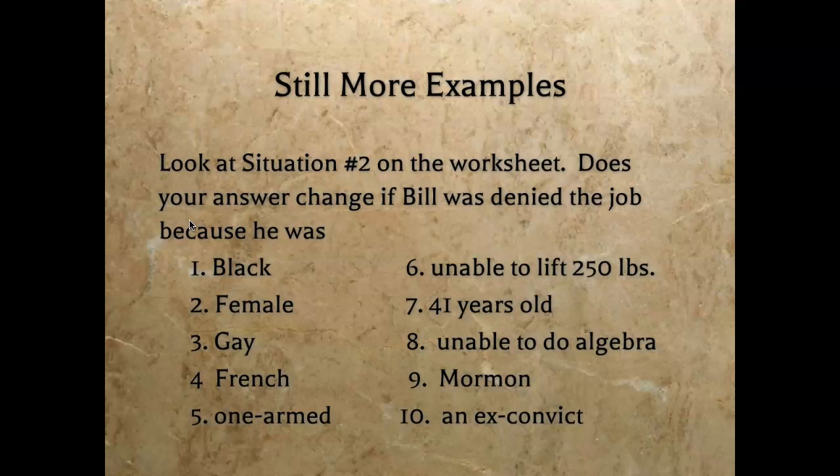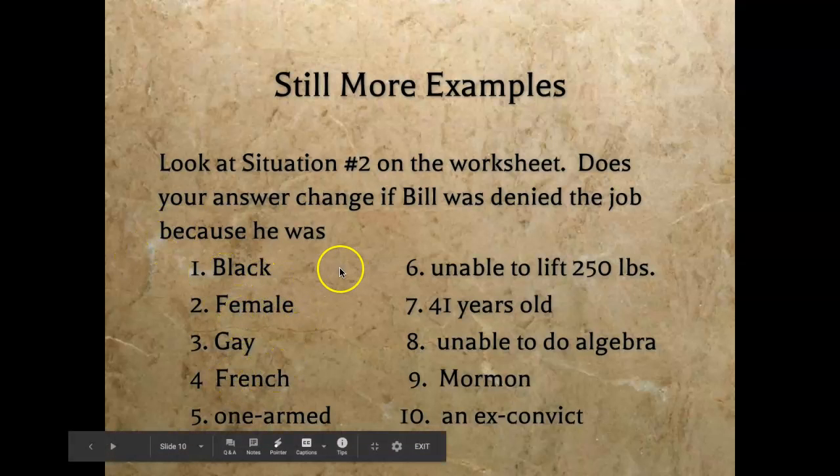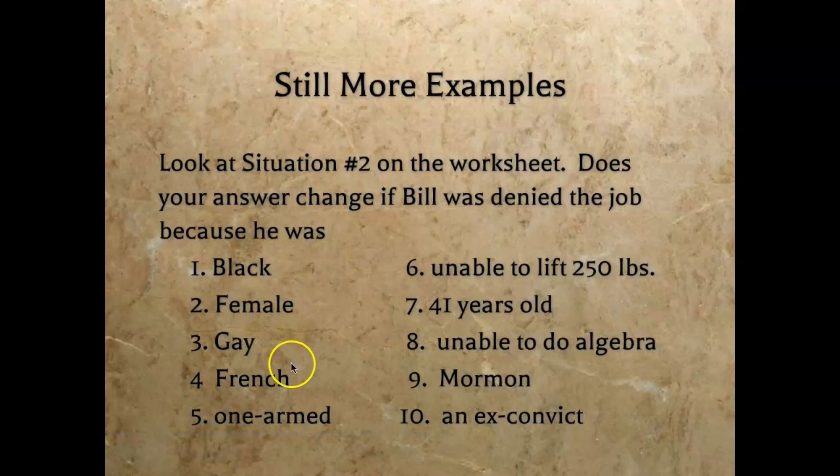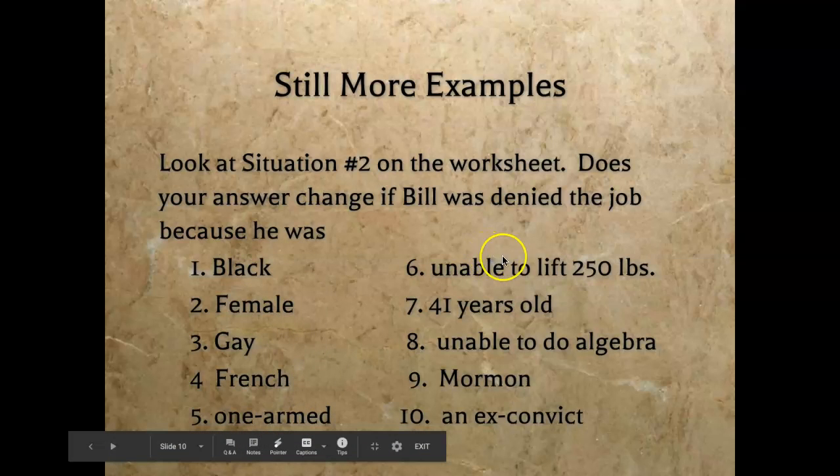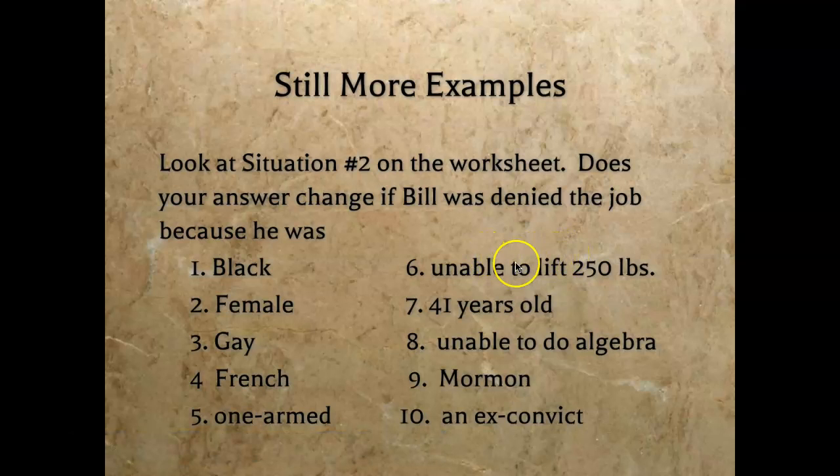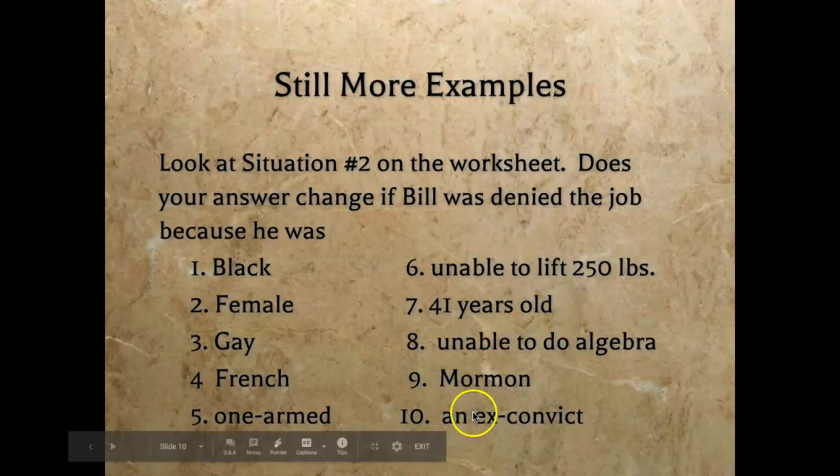Have some more examples here. If you go back to situation 2, involving the man named Bill who wanted to join the fire department because he was too short, got denied because he was too short. What if we changed "too short" to any of these other factors? Because he was black, because it was a female, because he was gay, because he was French, because he was one-armed, because he was unable to lift 250 pounds, because he's 41 years old, because he's unable to do algebra, because he's Mormon, because he's an ex-convict. You analyze these things the same way.